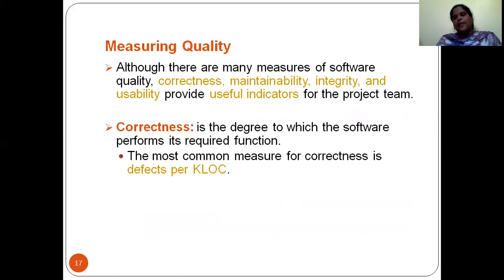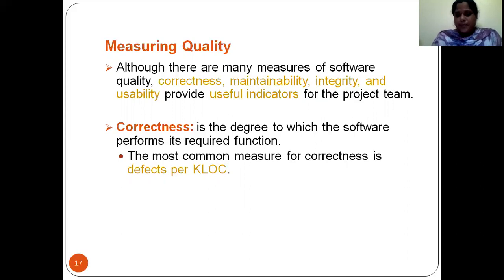Now, how do you measure quality? Although there are many measurements for software quality, I can say correctness, maintainability, integrity, and usability. What is the correctness you are achieving? What is the maintainability you are giving to the product? How is the integrity, and what is the usability of the product? This all comes under measuring quality. First, we will discuss correctness.